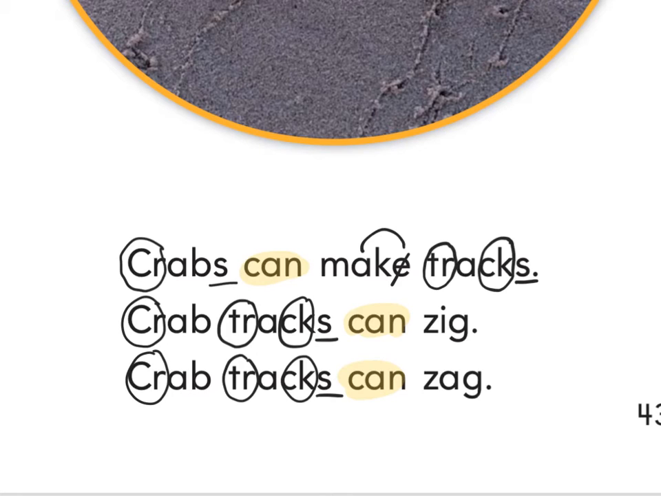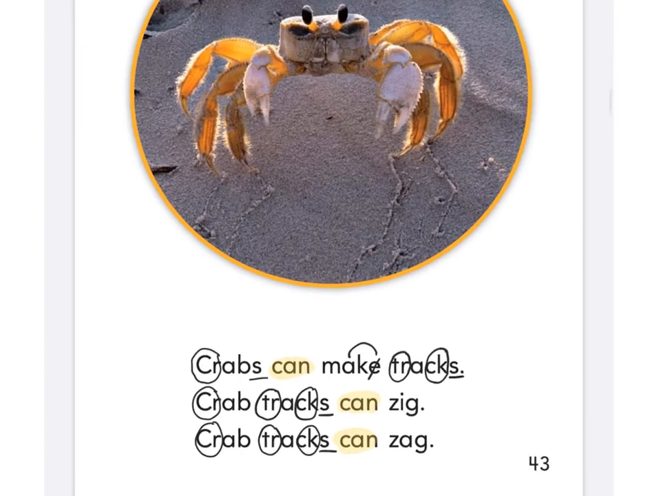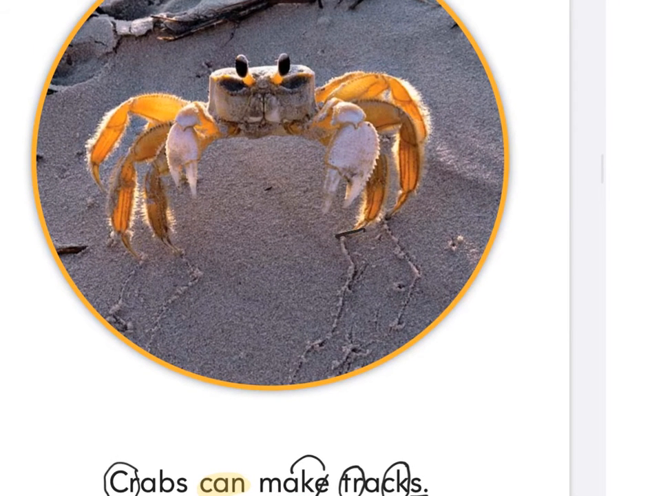And then what is this word ZIG? What's ZIG spelled? Zig. And what about ZAG? Ooh, we talked about zigzag before. Remember when those boys were ice skating, playing hockey, and it said they can zig and they can zag? So look up here in this picture. Do you see how his tracks are kind of zigzagging here? Yeah, they're talking about the tracks that it makes in the sand, how it zigzags.